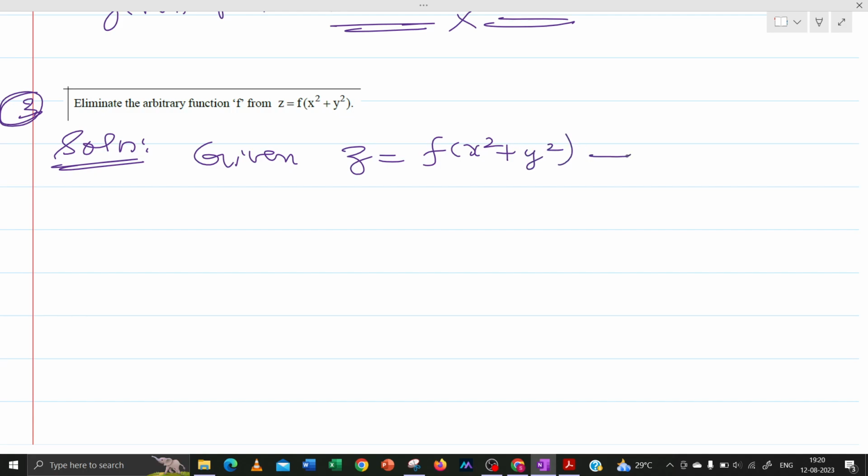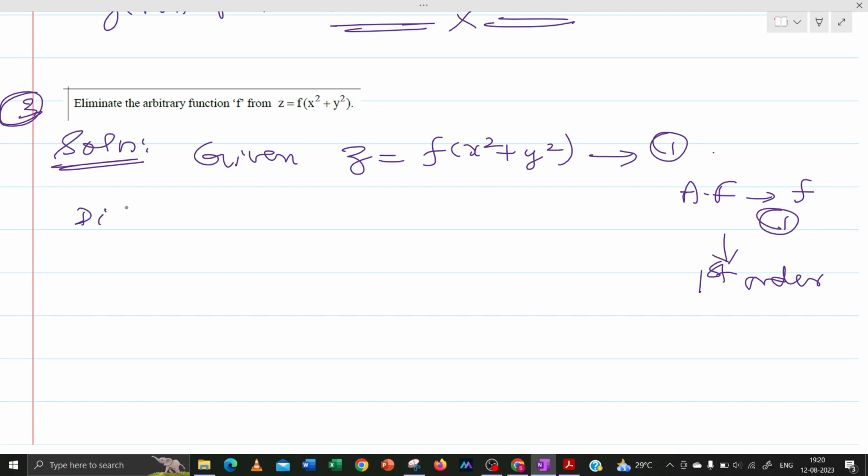To eliminate that arbitrary function, differentiate with respect to x and y. Note how many arbitrary functions are there. Only one arbitrary function, f, and then you will get the resulting equation in first order PDE. If two arbitrary functions are there, you will get the resulting equation in second order.